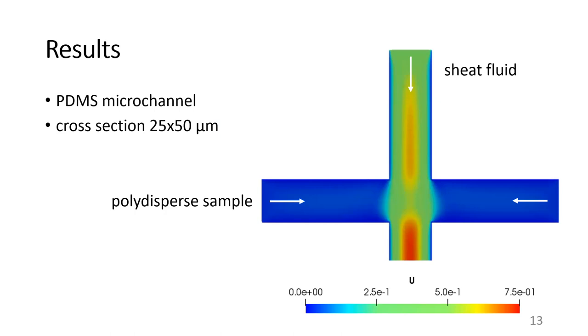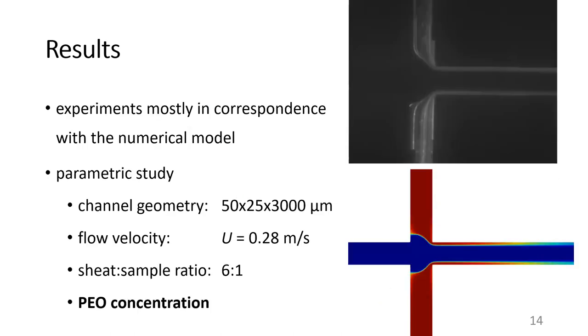Behind the crossing, we have a straight channel that is 3 centimeters long. Our experiments are mostly in correspondence with the numerical model. Here is another example of that. Here we have concentration. Sample has concentration 1 and sheet fluid is 0. And as you can see, they are not mixing at the crossing, which is also visible from the experiment.